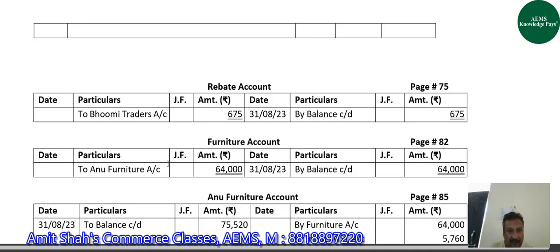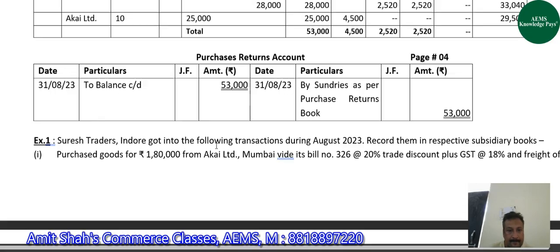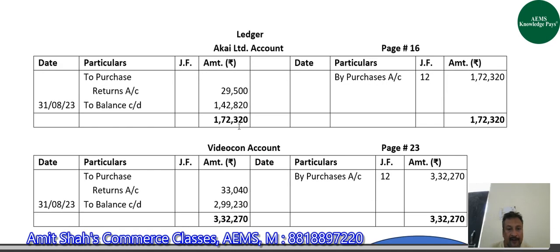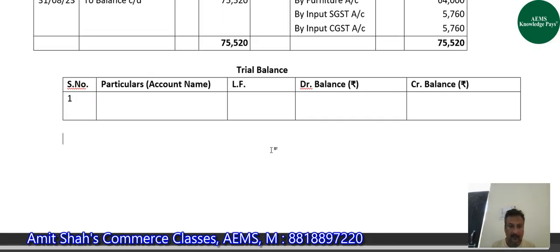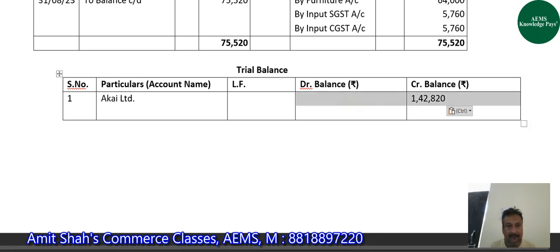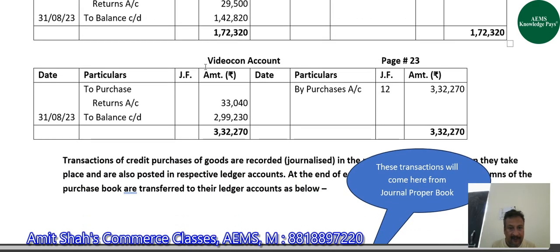So guys, the very first account that we made here is the account of Akai Limited, which has a trade balance of 1,42,820. So it would be written on the trade side 1,42,820. Then we have Videocon account. Here also we have a trade balance of 2,99,230.